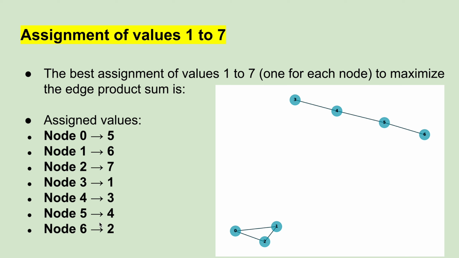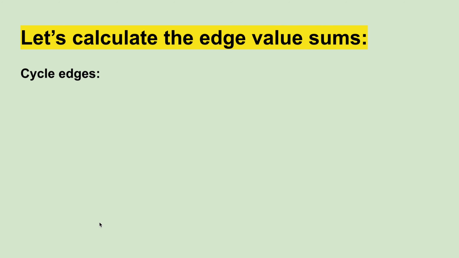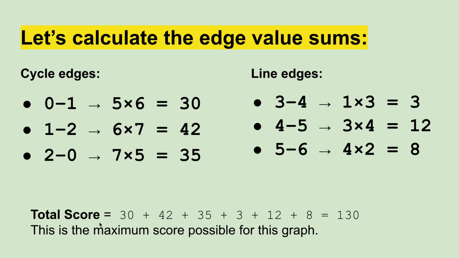And so we are calculating this value. If you pause this and see the edges, 0 to 1 will give 30, 1 to 2 will give 42, and so on. We get this from the cycle, and this from the line, and we do all the sum and get 130. So why are these values important? Because the goal is to maximize the product for each edge.